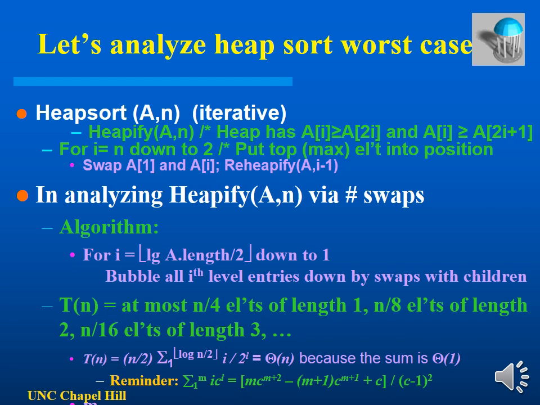And so we can say that this sum takes time theta of 1. When we multiply the sum, which is time theta of 1, times n over 2, we get theta of n. That is to say, heapify takes time order of n. Now we're in a position to analyze the whole heap sort.